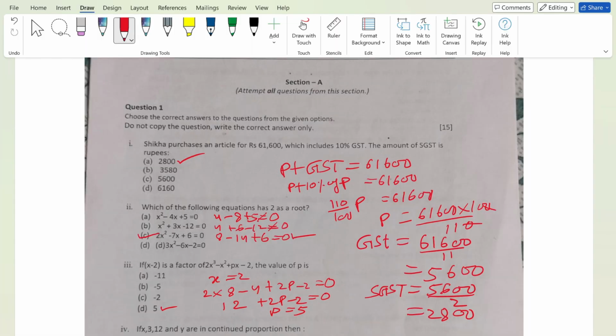Correcting the sign: this is 2p plus 10 equal to 0. So 2p equals minus 10, and p equals minus 5. P equals minus 5 is the answer.